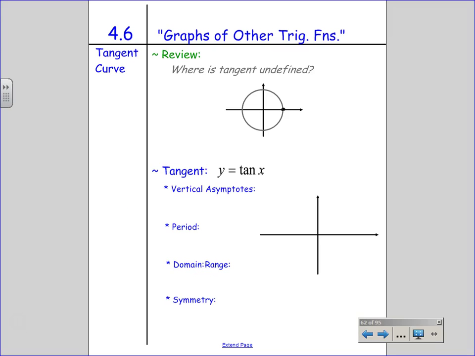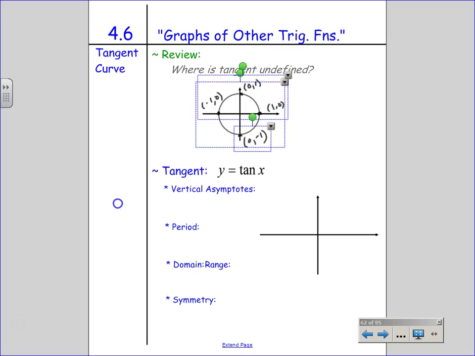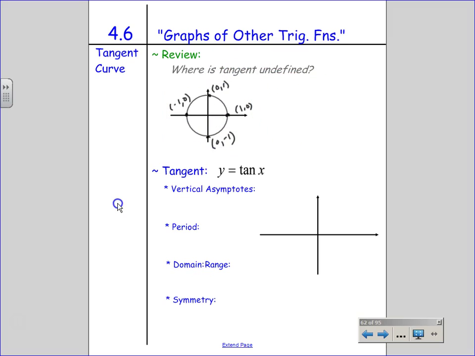But for right now, I'm just putting the weird points. (1, 0), (0, 1), (-1, 0), (0, -1). And I'm also putting a cheater chart for tangent, because to graph tangent, we've got to know some things about it.